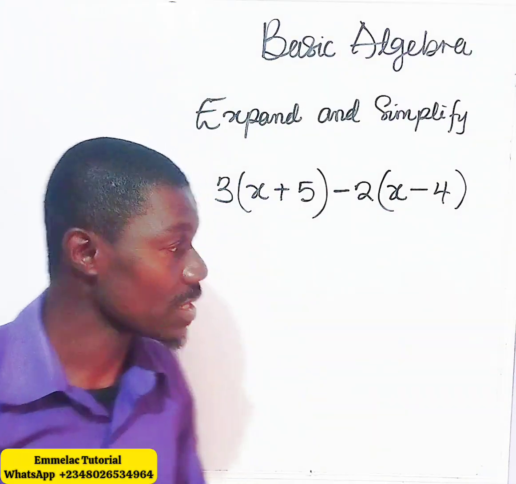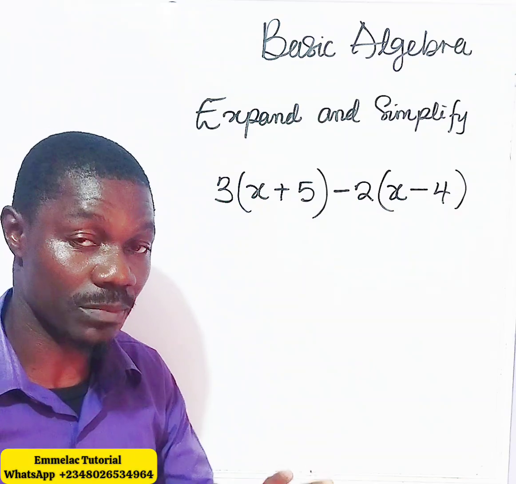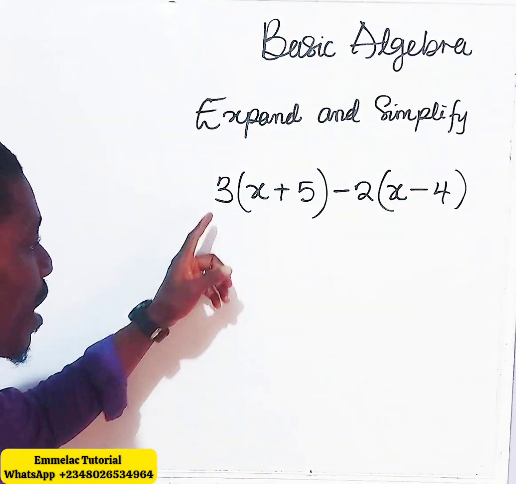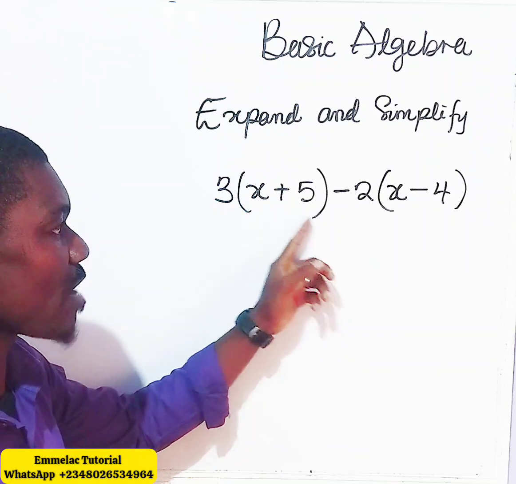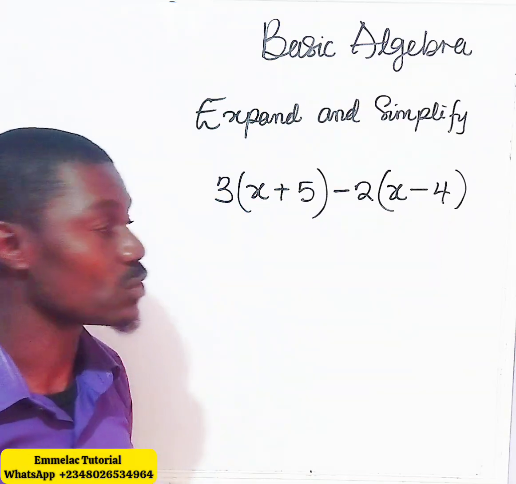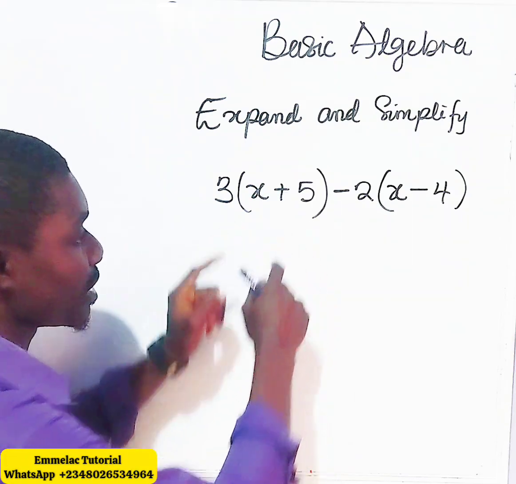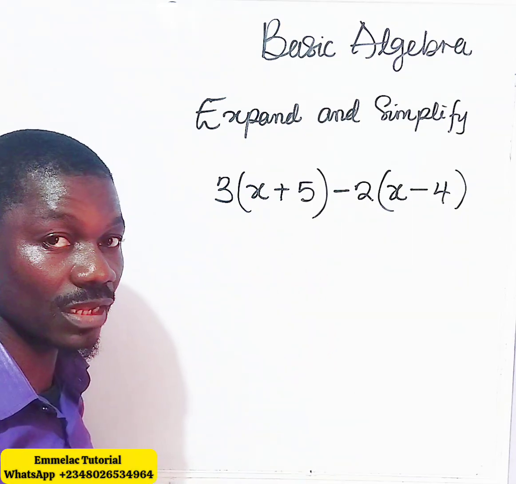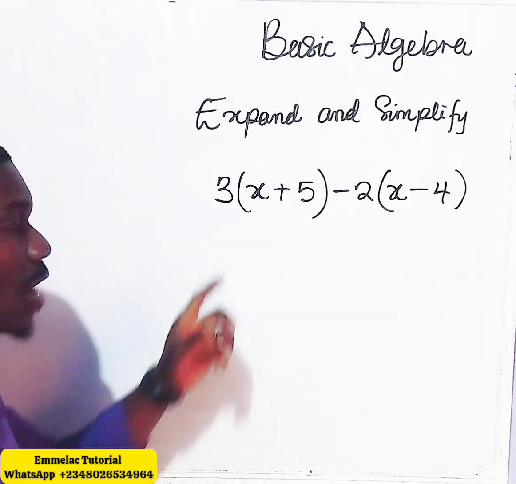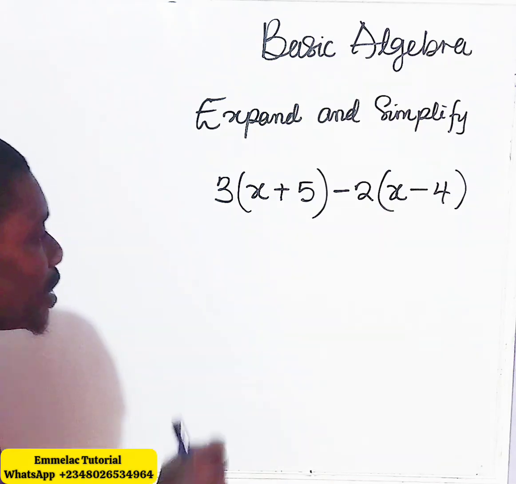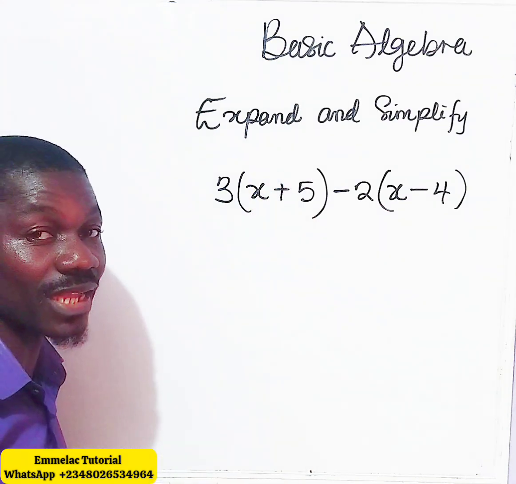In this tutorial today, we'll be expanding this algebraic expression and we'll also be simplifying. Okay, here we have 3. Now inside the parentheses here we have x plus 5, then minus 2, then into x plus 4. First and foremost, whenever you have a parenthesis in algebra, and you have a term outside the parenthesis, what you need to do is to distribute that term with whatever you have inside the parenthesis.